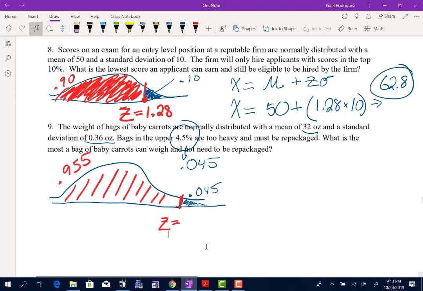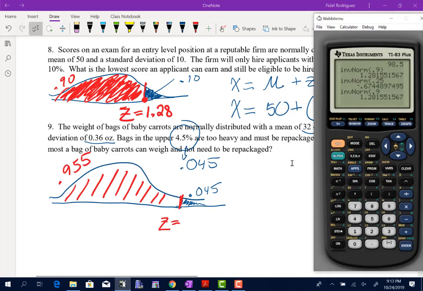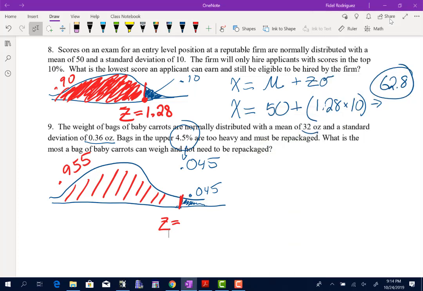So again, if we want to find that z-score, we're going to come back here. We're going to type in inverse norm. What is our number going to be? 0.955? Enter. Guys, 1.69 or 1.7? 1.7, right? Okay, so our z-score is 1.70, or 1.7, however you want to write it.